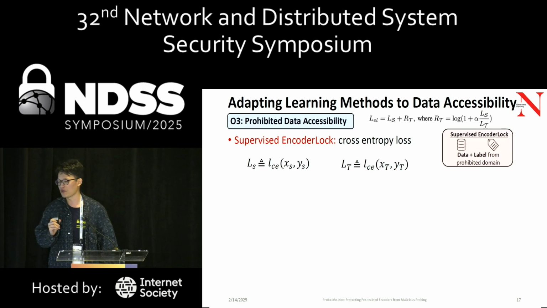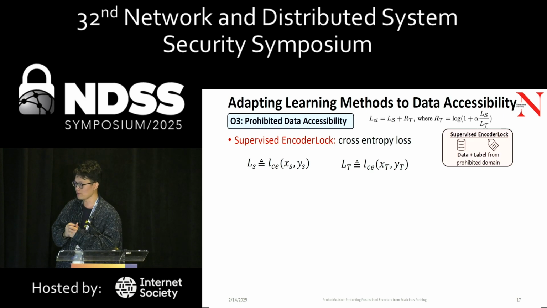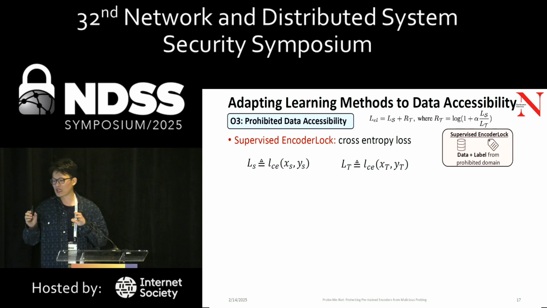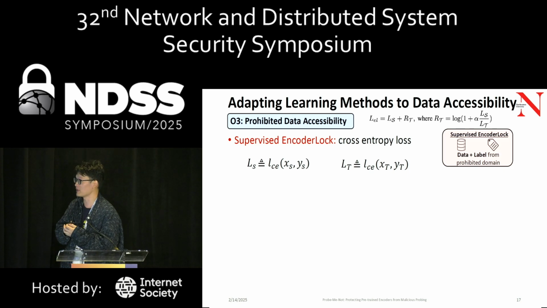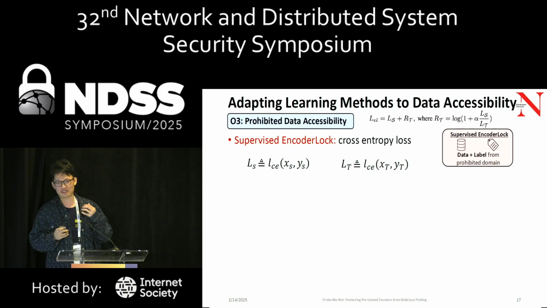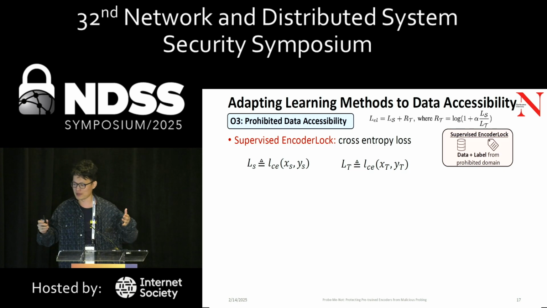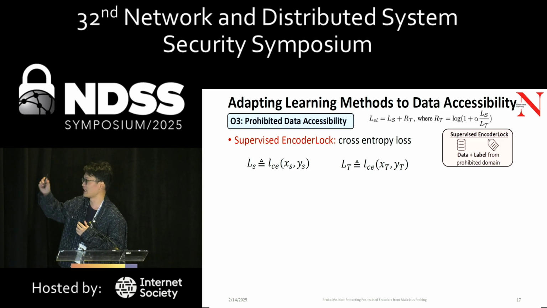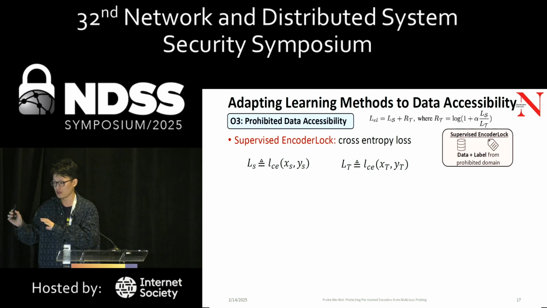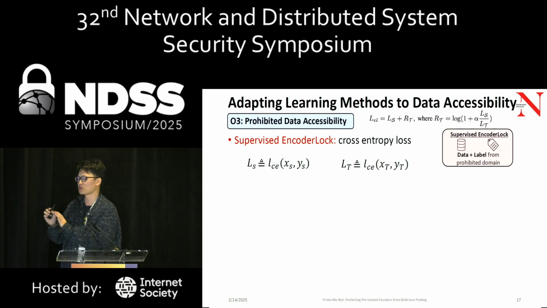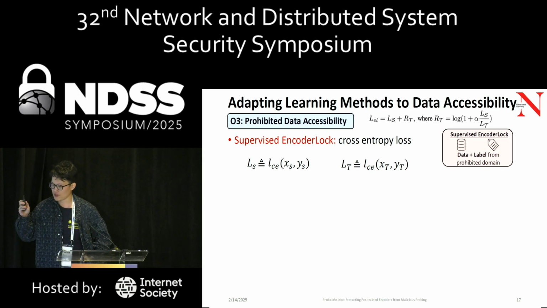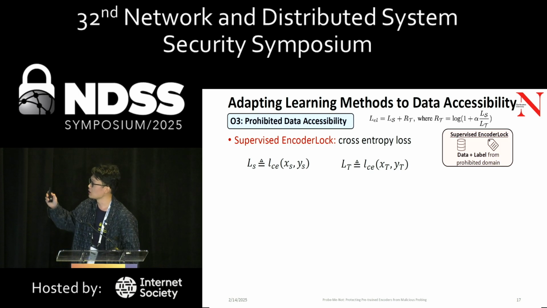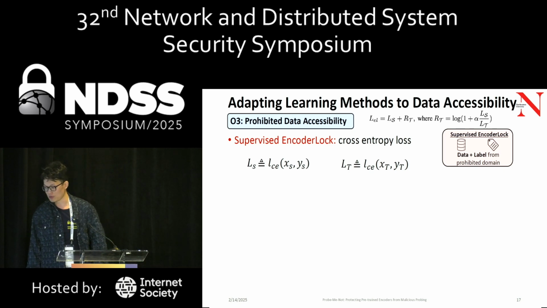And here comes our last objective. What is the prohibited data accessibility? This comes from the question I just asked: what is the prohibited data? The most straightforward scenario is that this is just a data set, right? So we have clear labels and data from the prohibited domains, and we try to protect the usage of this data set for our pre-trained model. So we have the so-called supervised encoder locker for this. We can simply use some cross-entropy loss and plug that into this encoder locker loss.